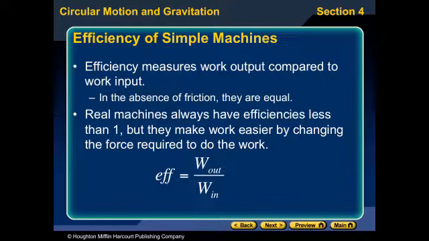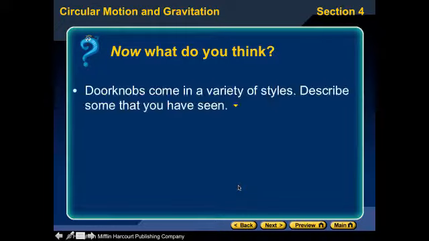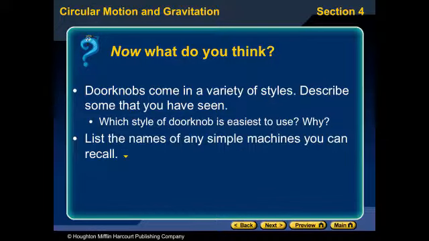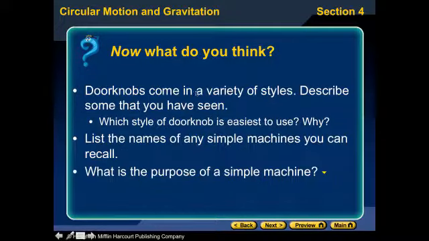Okay, you can also look at the efficiency of the machines. It measures the work output compared to the work input. In the absence of friction, they're equal. Real machines have efficiencies less than 1. You're never 100% efficient, so your work output is less than your work input. So think back to your doorknobs. What is the easiest to use? And you should be able to name the simple machines and what the purpose of a simple machine is.